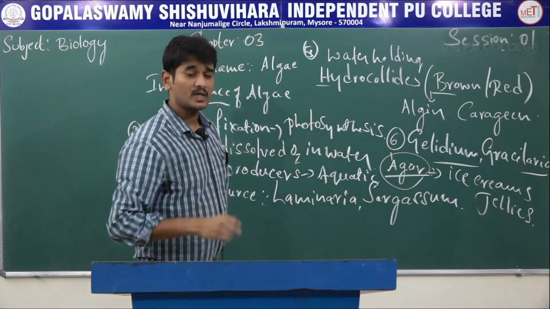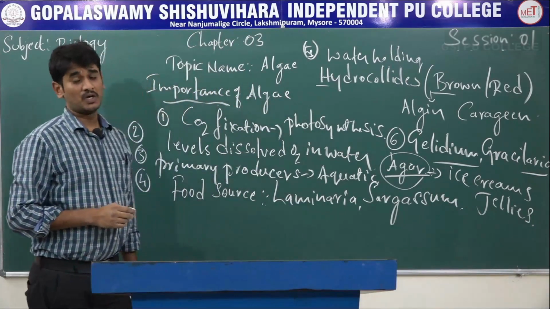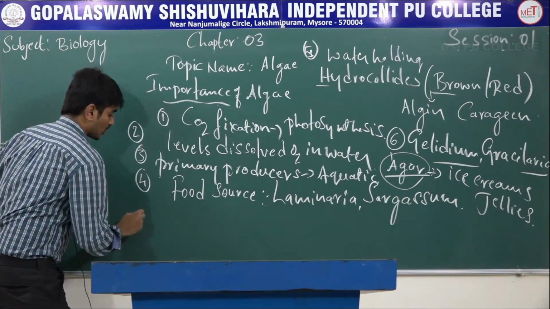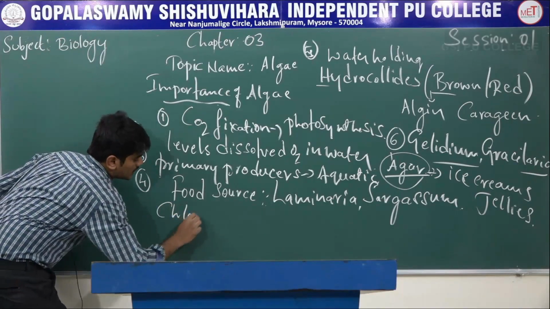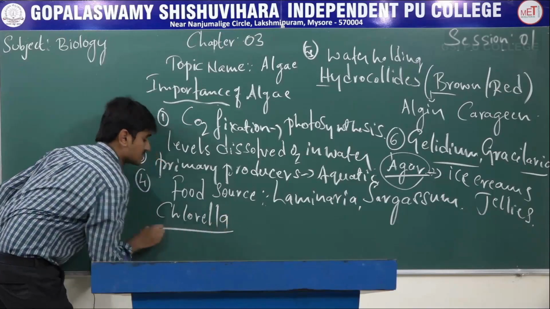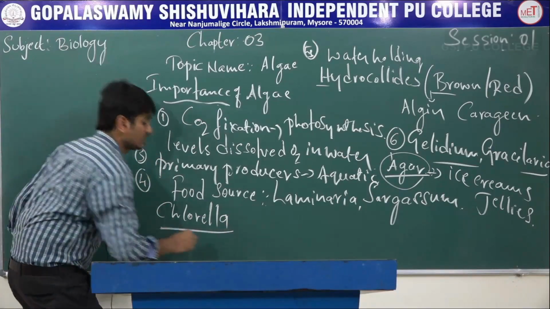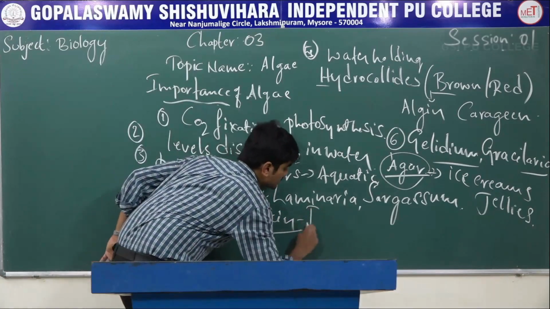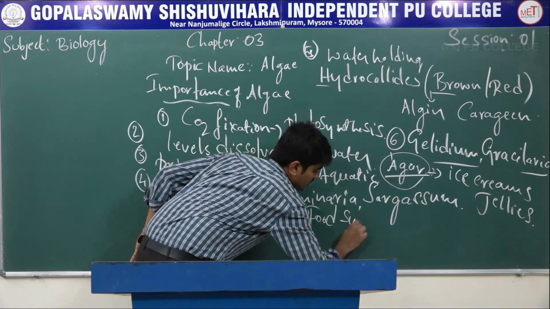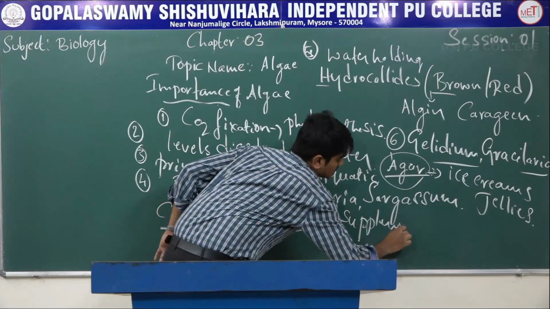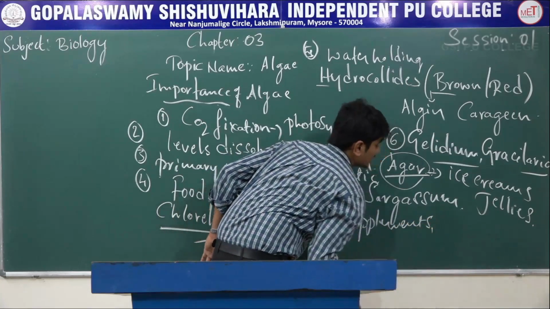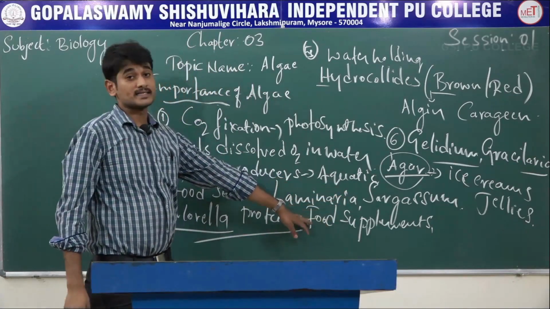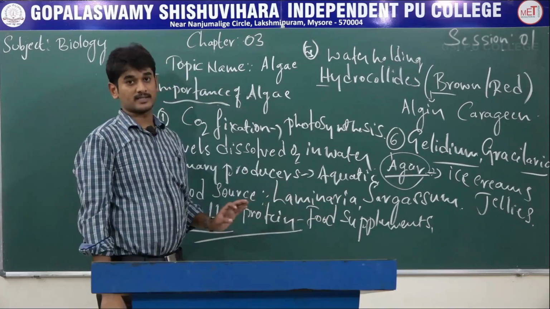And some unicellular algae are protein rich, that is called Chlorella. Chlorella is a unicellular alga rich in protein, used as a food supplement for space travelers.